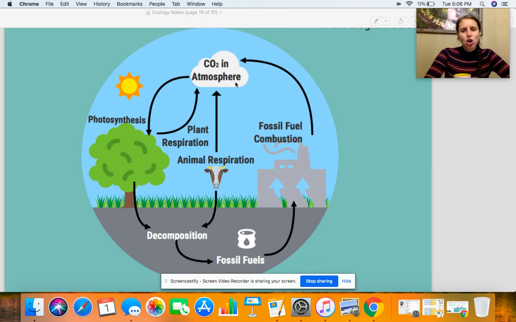So we're going to see carbon dioxide in the atmosphere. Other things that add to carbon dioxide in the atmosphere: animal respiration. Remember, carbon dioxide is given off when we go through cellular respiration, or also plant respiration. Plants can also undergo cellular respiration, so they're going to release carbon dioxide that's going to get added to the atmosphere. So this carbon is constantly cycling around, and this is what we call the carbon cycle.